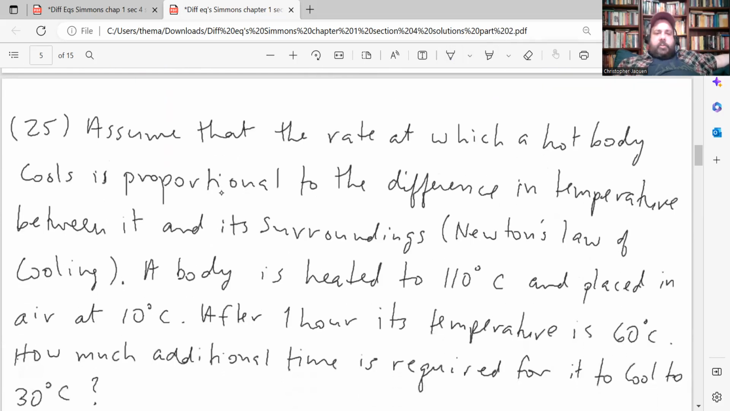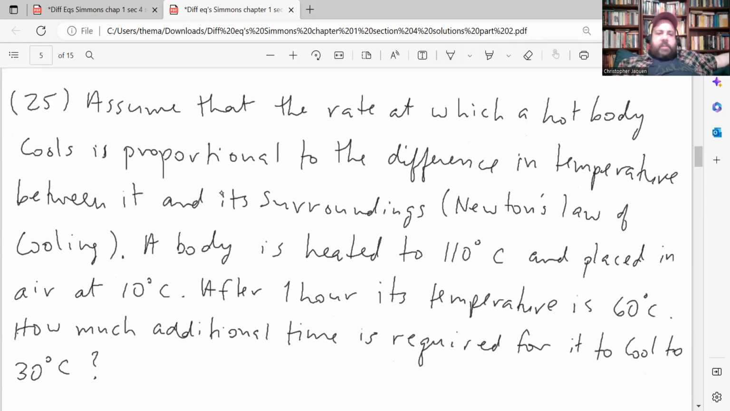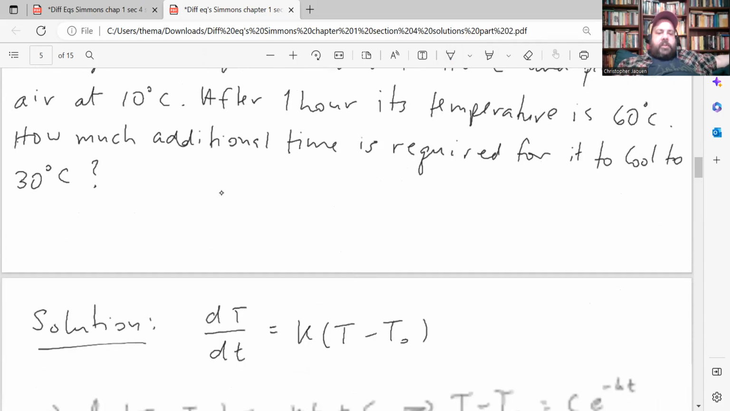25. Assume that the rate at which a hot body cools is proportional to the difference in temperature between it and its surroundings, which is called Newton's law of cooling. A body is heated to 110 degrees Celsius and placed in air at 10 degrees Celsius. After 1 hour, its temperature is 60 degrees Celsius. How much additional time is required for it to cool down to 30 degrees Celsius?